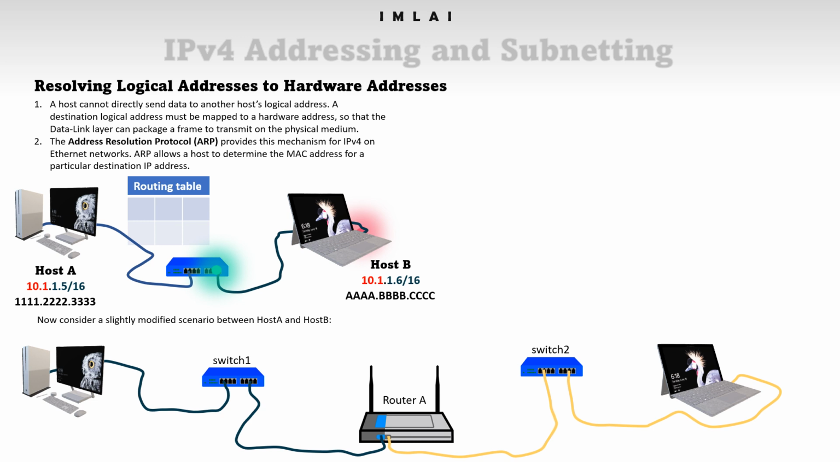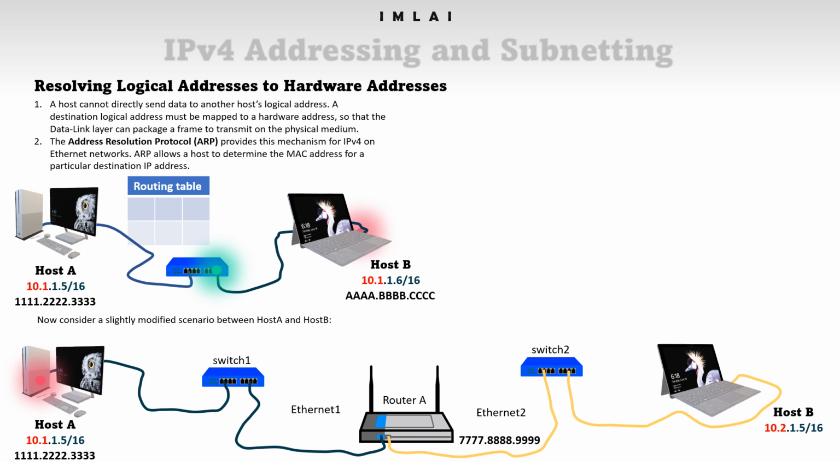Next, this is our host A, and host A will determine if host B's IP, 10.2.1.5, is on the same network or subnet as itself. Host B's IP address is 10.2.1.5, whereas host A is 10.1.1.5. In this example, the subnet mask is as usual. The CIDR is /16.